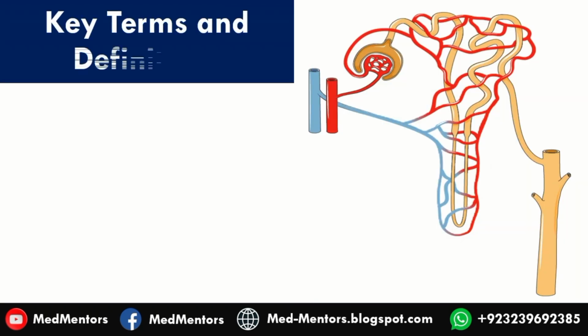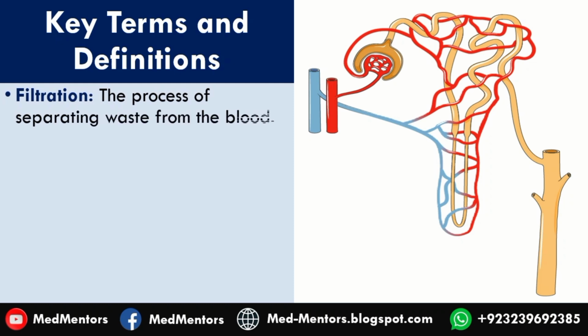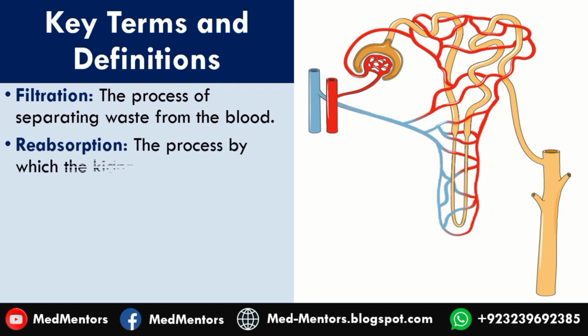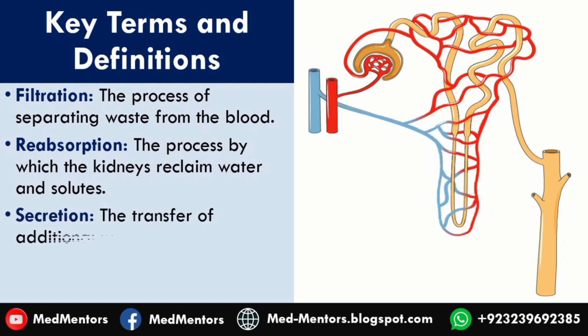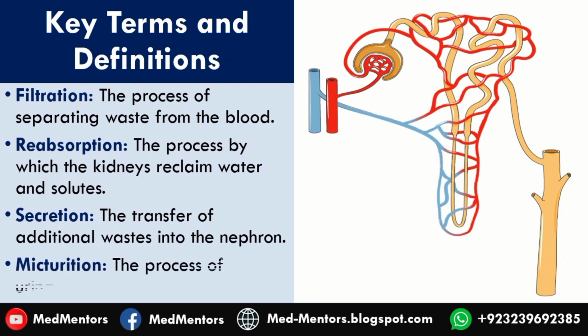Next, key terms and definitions. Finally, we will review some key terms and their definitions. Number one, filtration. The process by which waste products are separated from the blood in the kidneys. Reabsorption. The kidneys reclaim water and essential solutes from the filtrate back into the bloodstream. Secretion. The transfer of additional waste products from the blood into the nephron for excretion. And micturition, the process of urinating, where urine is expelled from the bladder through the urethra.